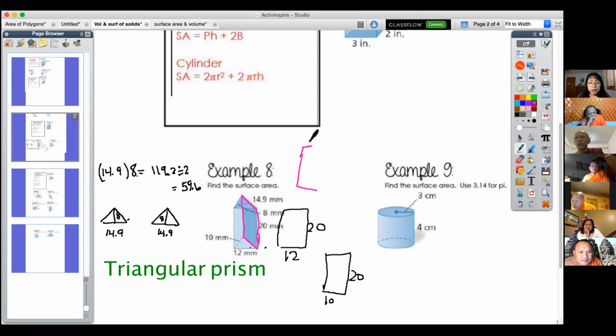I highlight for you here. How long is this? 14.9, and by 20. So you have to find the area of this one, this one, and this one, because this is the row surface area. 14.9 times 20, 12 times 20, 20 times 10. Then we add them together because we need all three. What is your surface area?